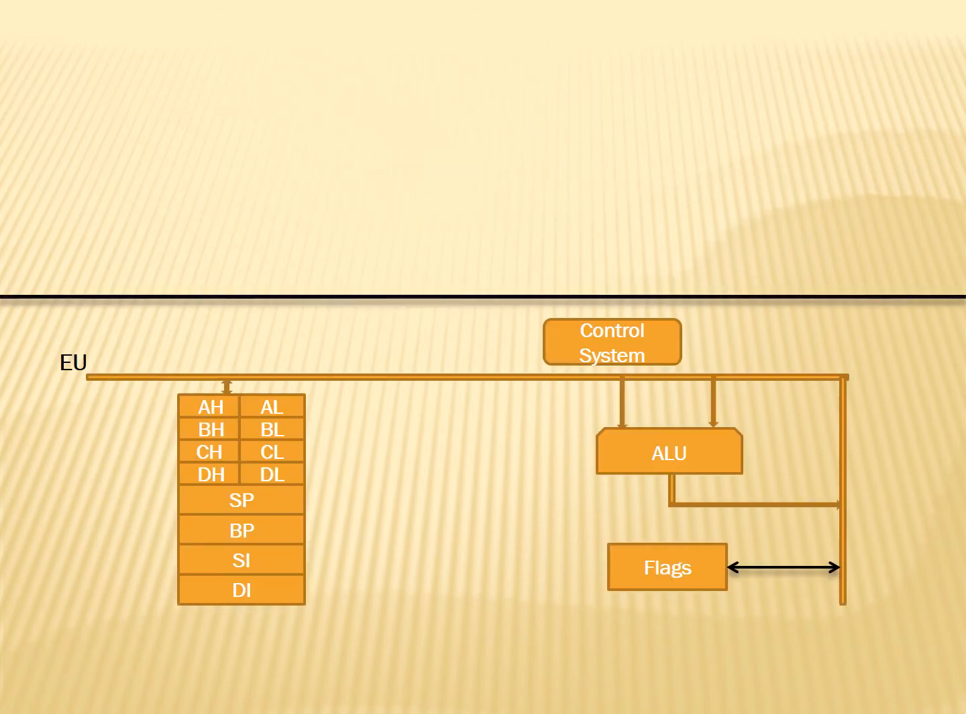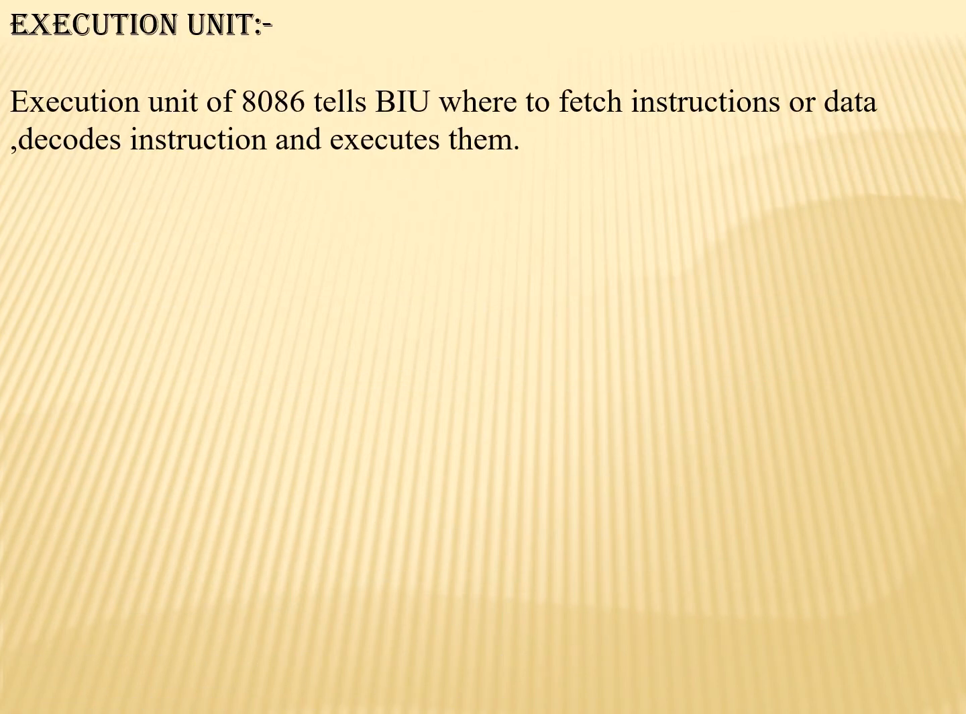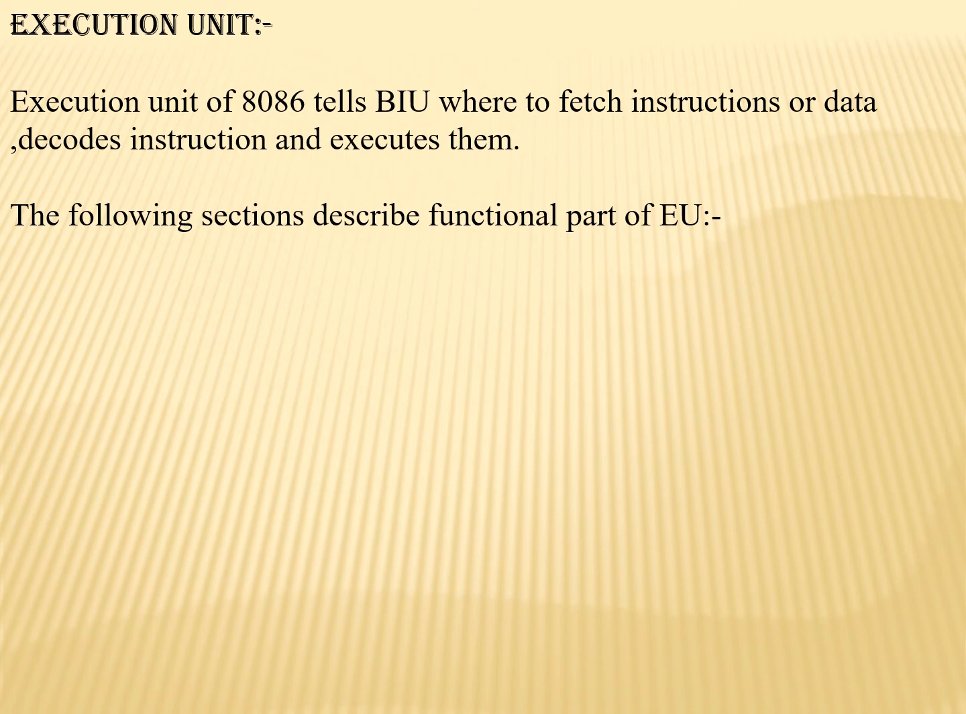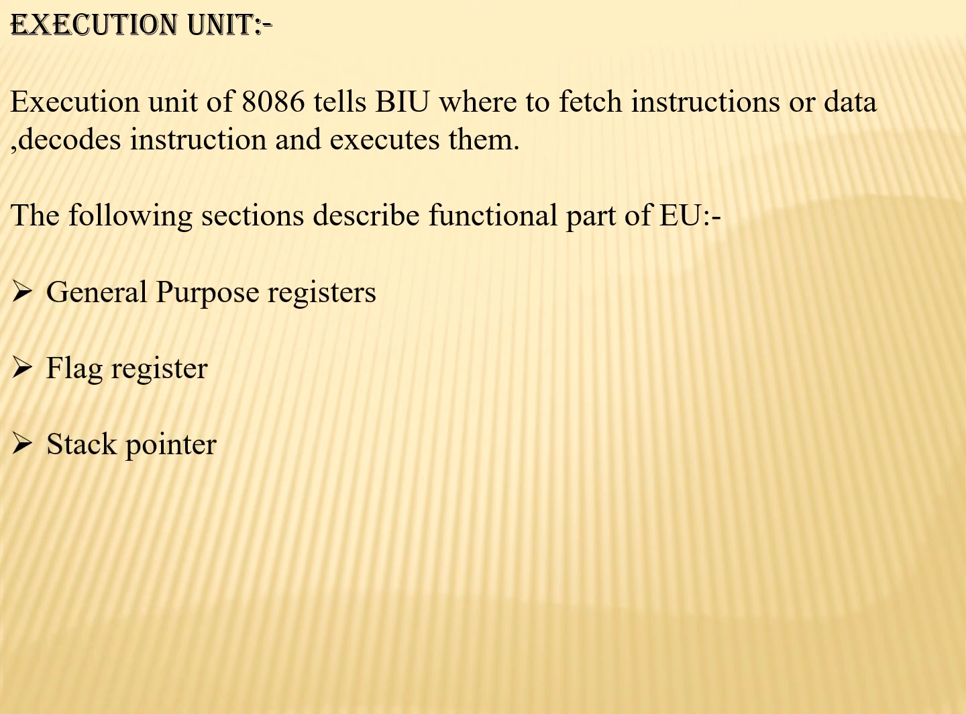Now let us understand the execution unit. The execution unit will be executing and helping the BIU to decode. The execution unit of the 8086 tells the BIU where to fetch instructions or data, decodes the instructions and executes them. So the fetching and decoding in the BIU is done with the help of the execution unit. The following section describes the functional parts of the execution unit. We have the general purpose register, the flag register and the stack pointer. These three are the main parts of the execution unit.